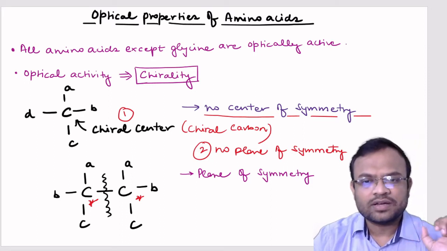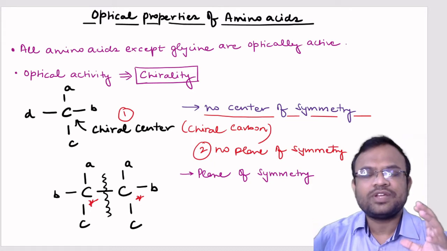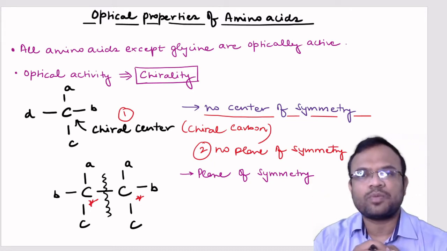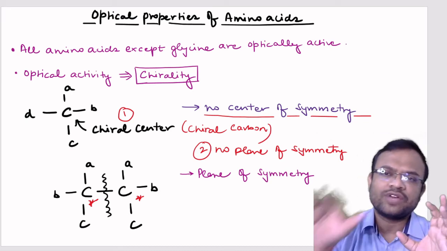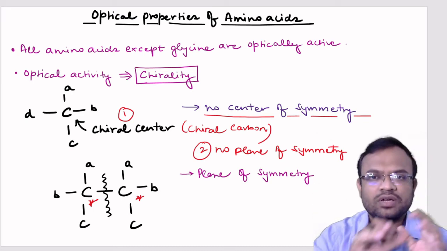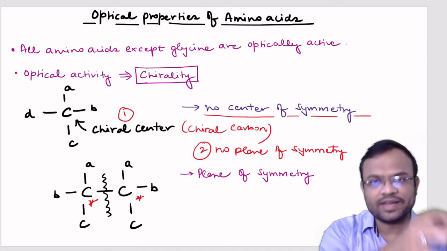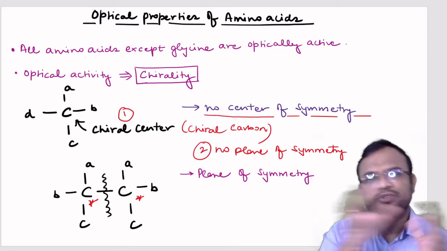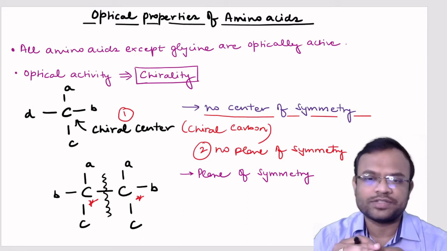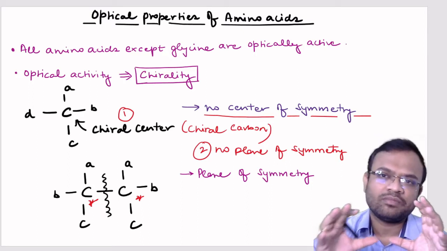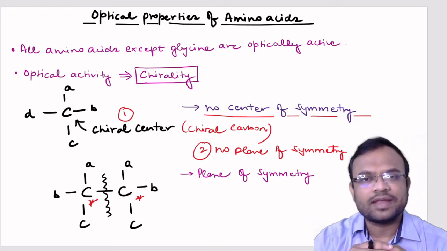So let us start. We would try to establish a link between the chirality and the optical properties of amino acids. Everything that we would be talking about in today's lecture would be with respect to amino acids. So we would consider chirality and we would also try to establish a link with optical properties. Okay, so the first thing that I want to make sure is that you understand chirality.